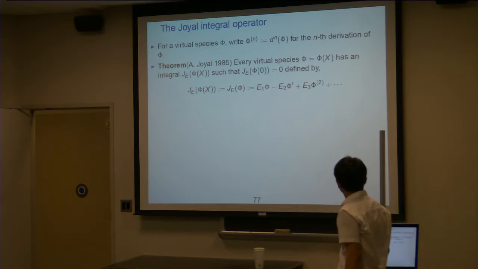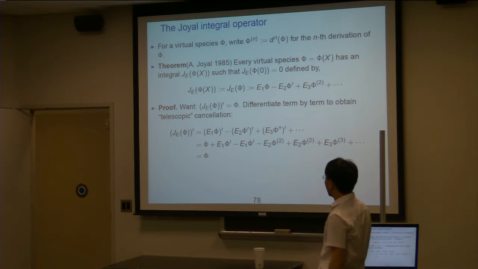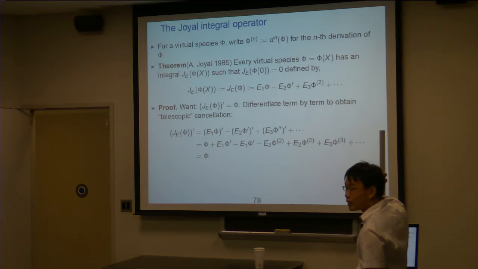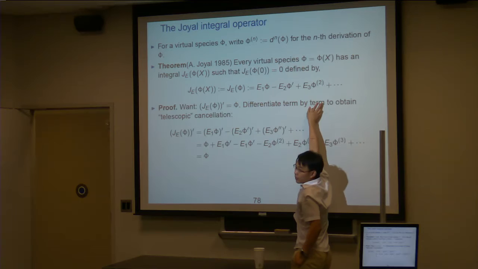So we want to prove this is an integral, so we want to prove that the derivative of J of phi is equal to phi. So you don't have to worry about convergence or anything, right? They're all disjoint unions, and that's it. Note that the right-hand side here is summable. Yeah, you can show it is summable, right?